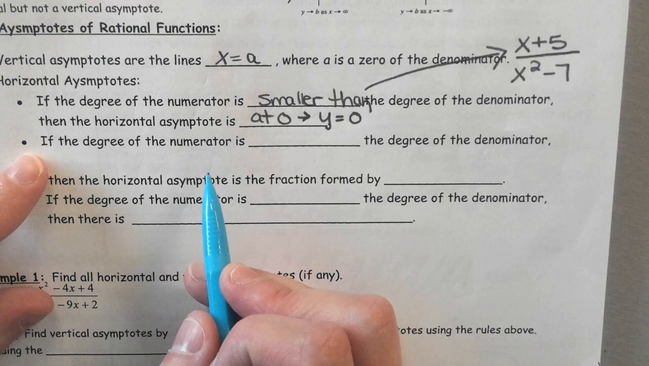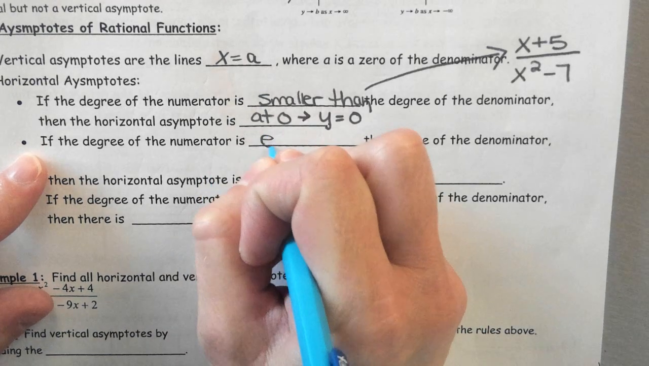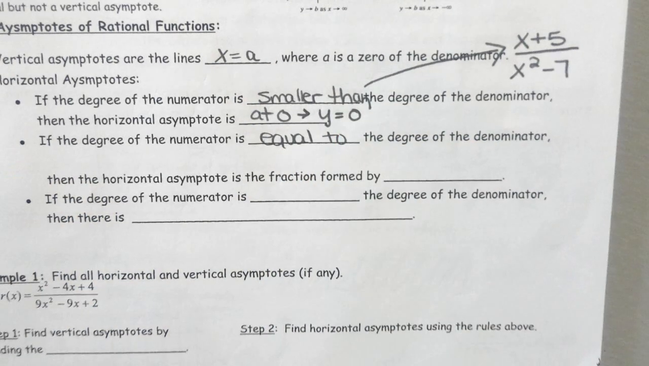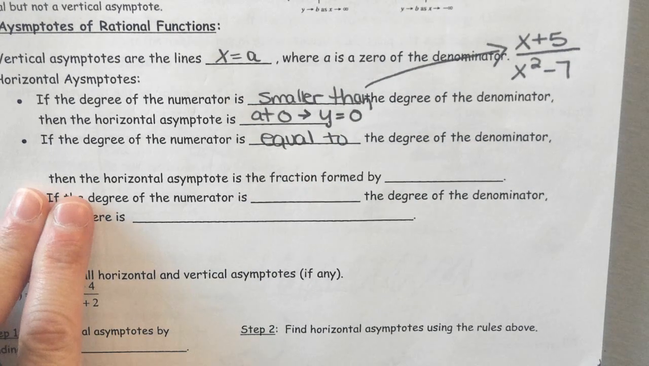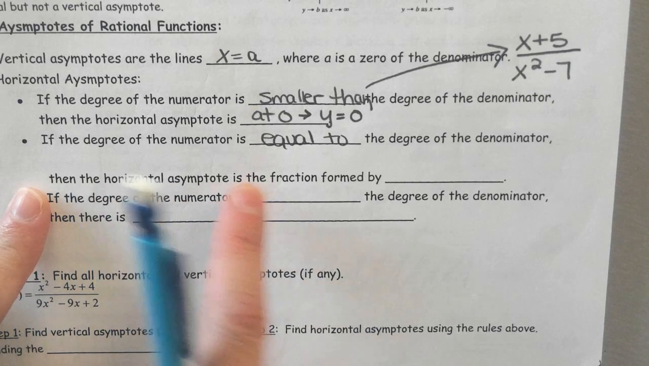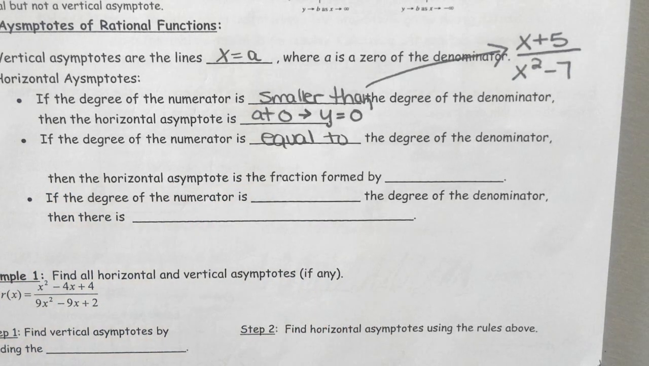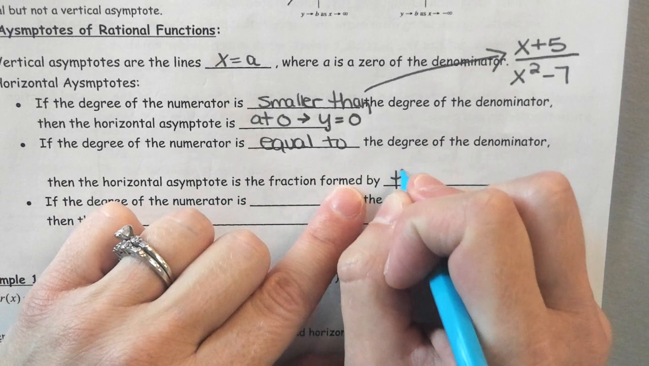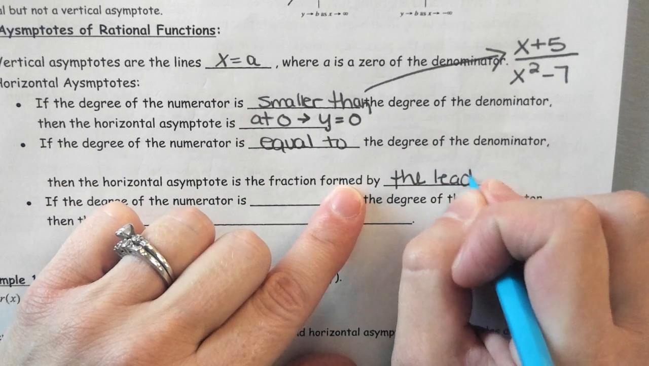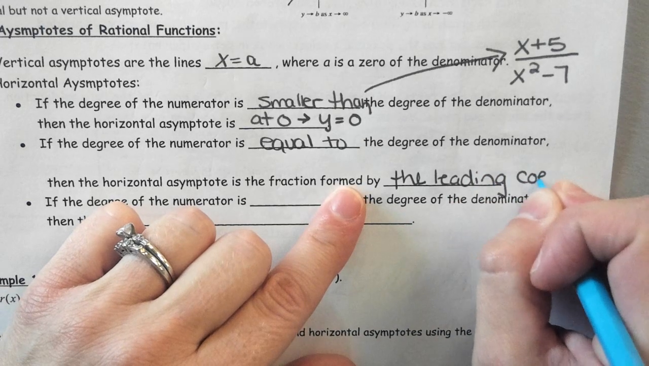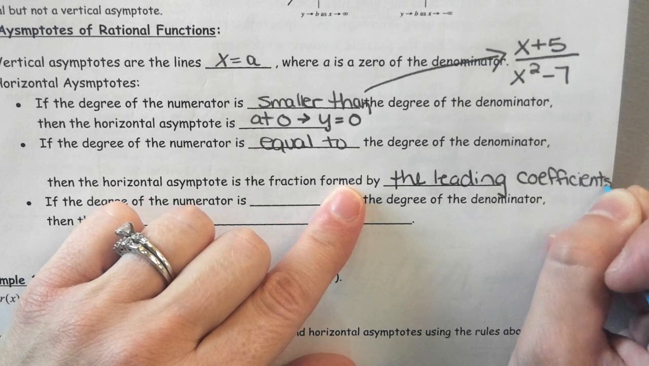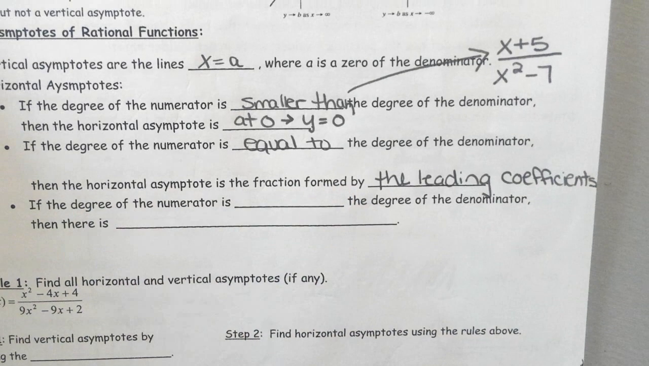If the degree of the numerator is equal to the degree of the denominator, then the horizontal asymptote is the fraction formed by the leading coefficients. Let me show you what I mean by that.